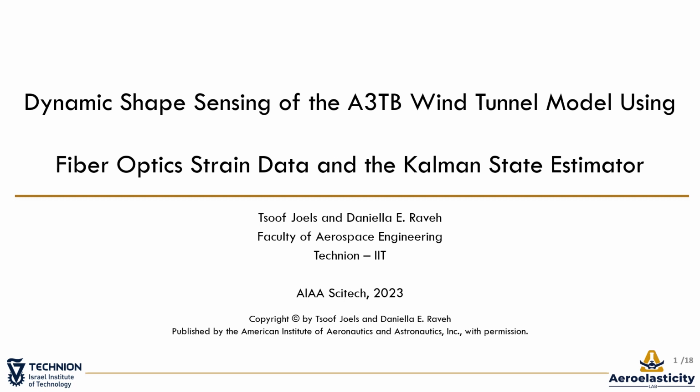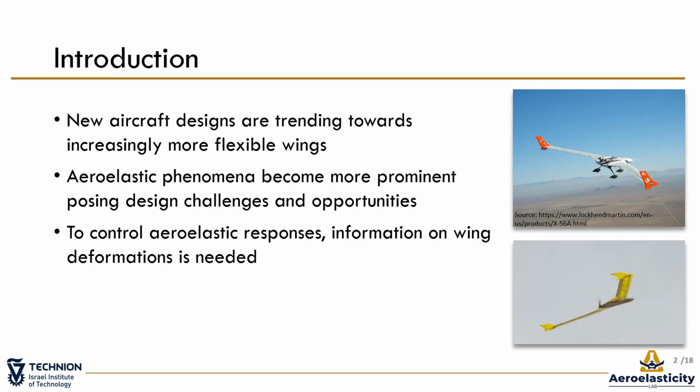This presentation is about dynamic shape sensing of the A3TB wind tunnel model using fiber optic strain data and the Kalman state estimator. As new aircraft configurations are trending toward increasingly more flexible wings, aeroelastic phenomena become more prominent, posing challenges on aircraft design. Among them is flutter instability that often leads to catastrophic structural failure, thus limiting an aircraft's flight envelope. On the other hand, wing flexibility can be beneficial and leveraged to achieve optimal performance.